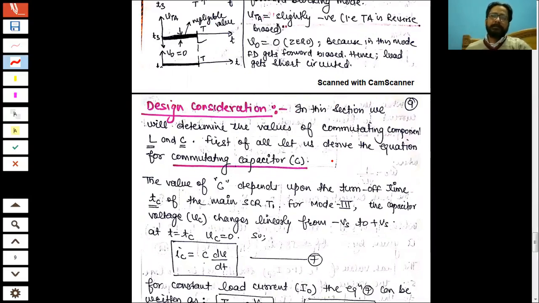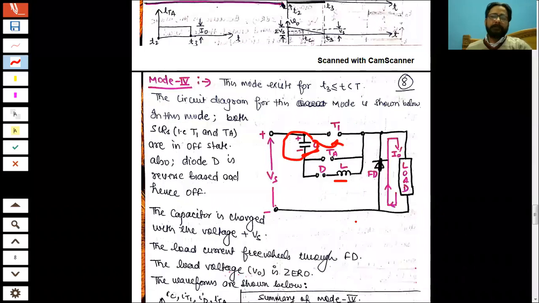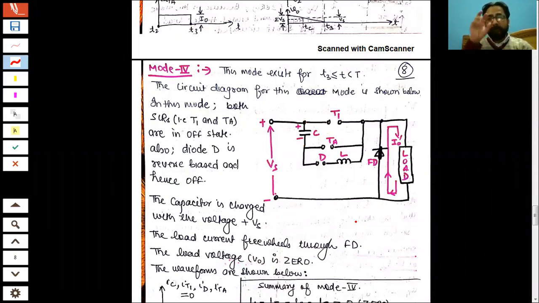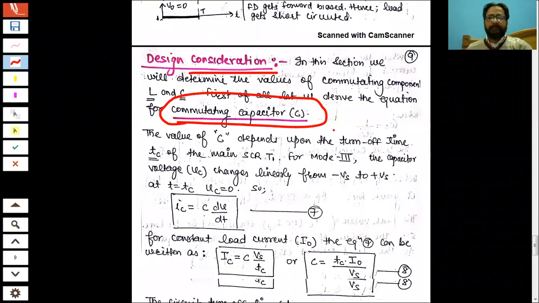So we must know what the values of C and L should be. You could have asked me how it is possible to have a capacitor voltage turn off the main SCR. The value of the capacitor should be such that the capacitor voltage, which appears as a reverse voltage across the main SCR, is sufficient to turn off the main SCR. This is the important thing, so that value of the capacitor needs to be calculated. In the design consideration we can see the value of the capacitor.